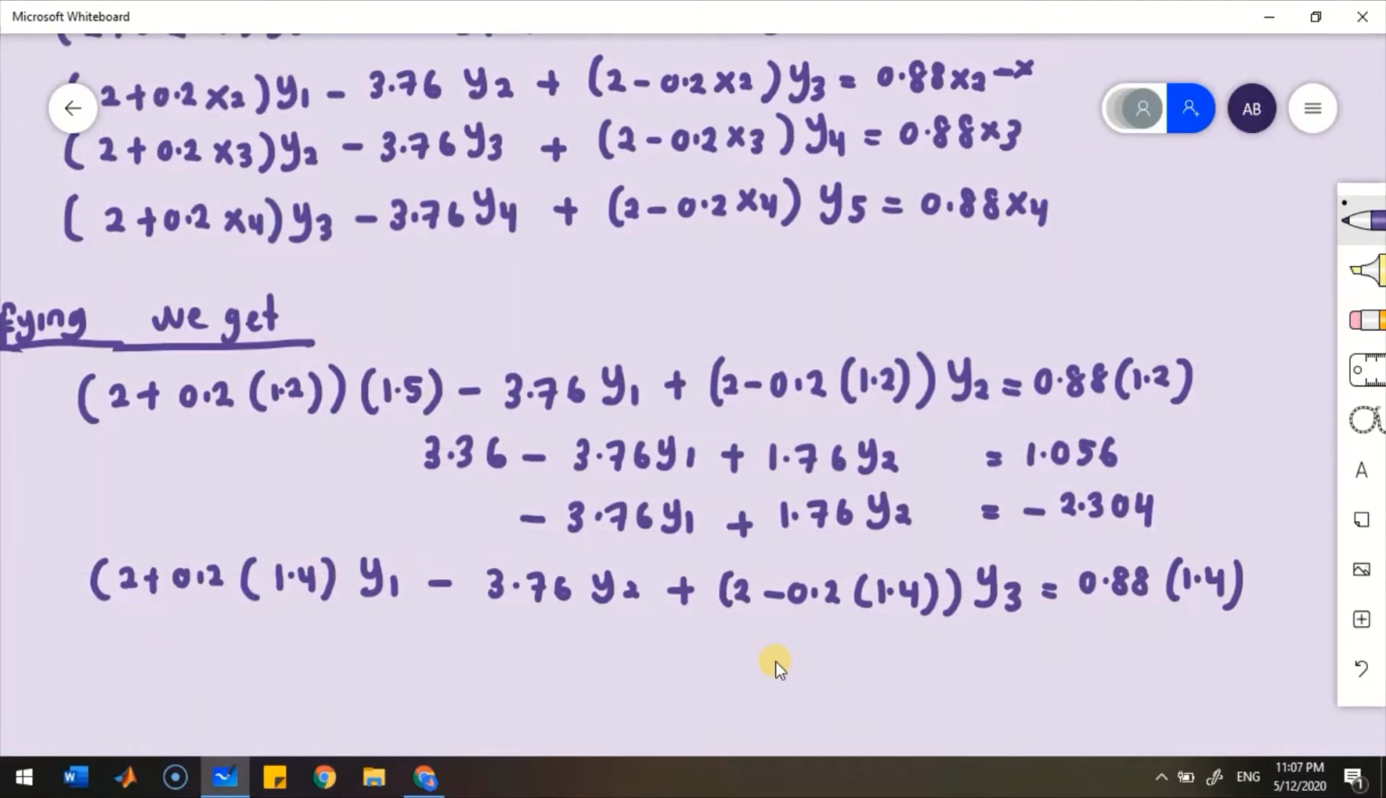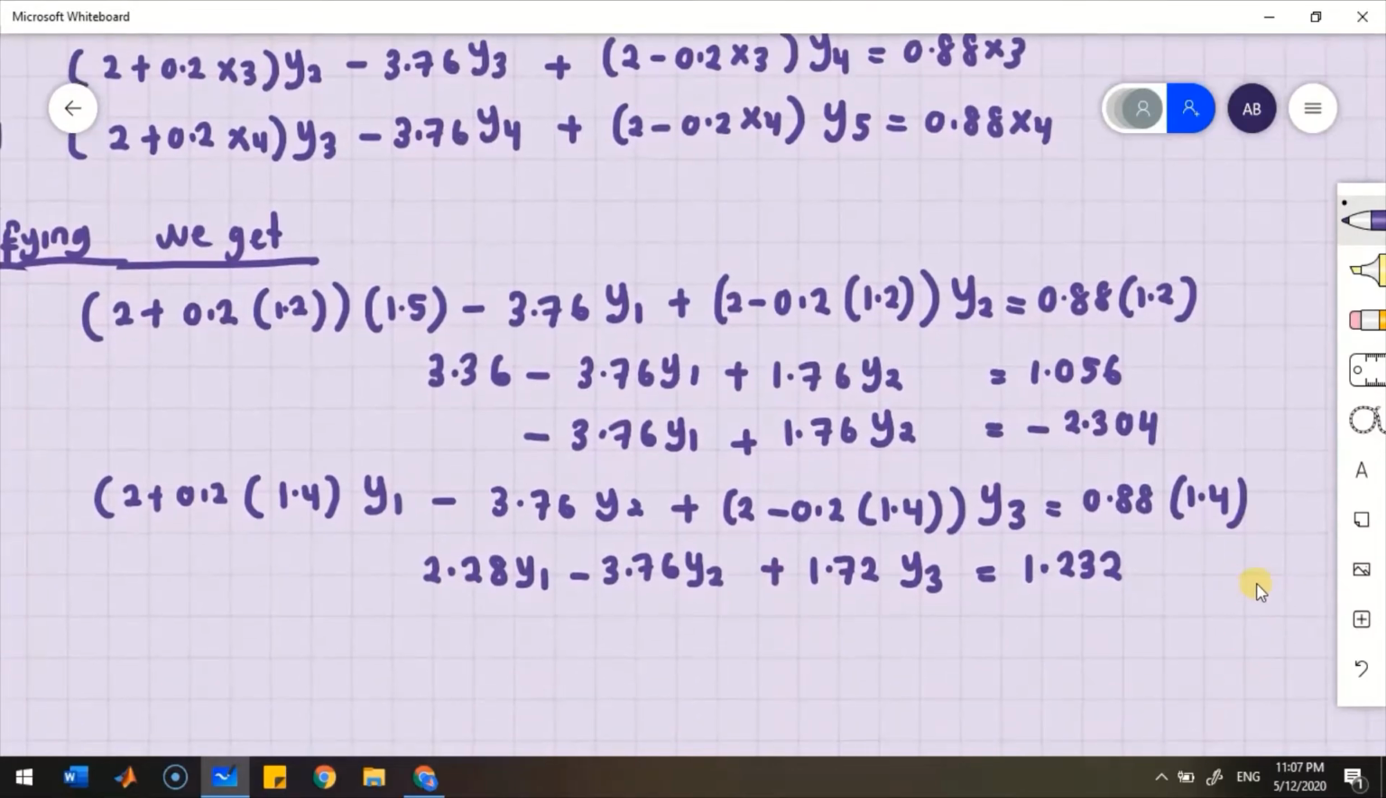So what we can do here, this term multiplying gives me 2.28 y1 minus 3.76 y2 plus this term here gives me 1.72 y3 equals to 0.88 times 1.4, which is 1.232. Okay, so what we have now?